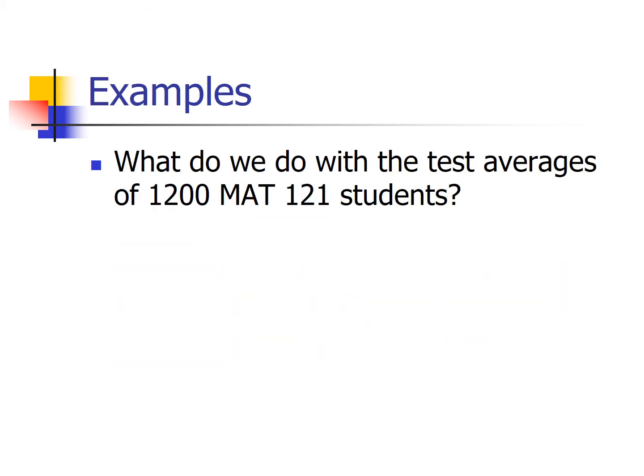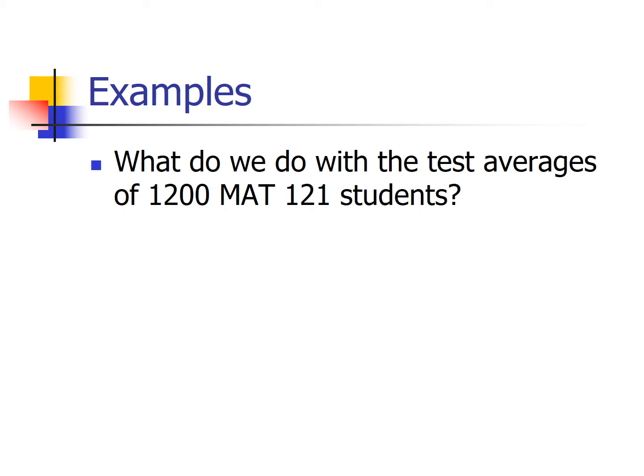So for example, imagine you're the course coordinator of Math 121. Well, for the fall and the spring semesters, all Math 121 students are forced to take the same common final exam. So here I say 1,200 students, but to be honest, I think the number of students taking it every semester is more in the 2,000, 3,000 student range. So imagine you're the course coordinator.